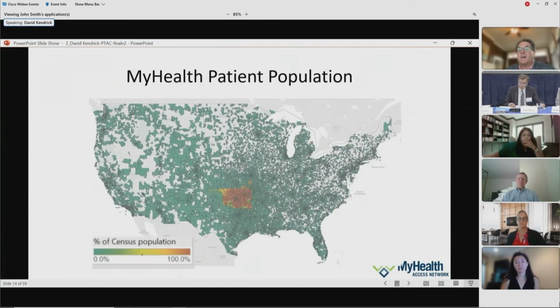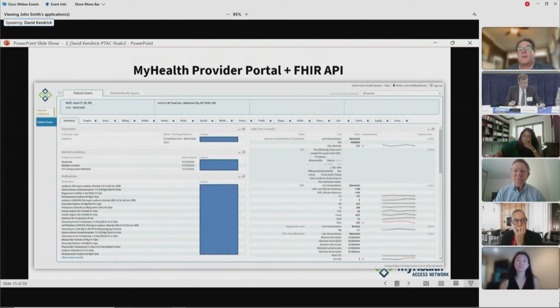Next slide, please. However, the data in MyHealth looks like this. These are patients who've received care in Oklahoma at some point in the last 2 or 3 years, which means these patients are moving around, and we have to have a national look at this data in order to provide comprehensive care. Next slide, please. We provide patients and all providers with a common look at a patient chart. That's a summarized version that's cleaned up and organized across all of those sources of clinical data.